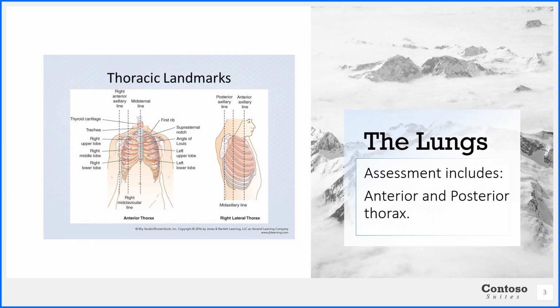When we think of the lungs, we're definitely thinking about the assessment, okay? So the anterior and posterior thorax, these are the landscapes. They're pretty cool. Let me see if I can get my pen working today. Okay, so thoracic landscapes. So this midsternal line. So look, midsternal. That's the sternum right here, and that's the midsternal line.